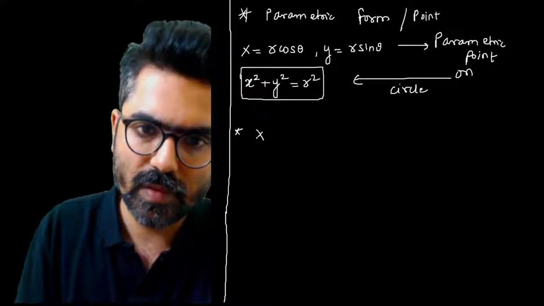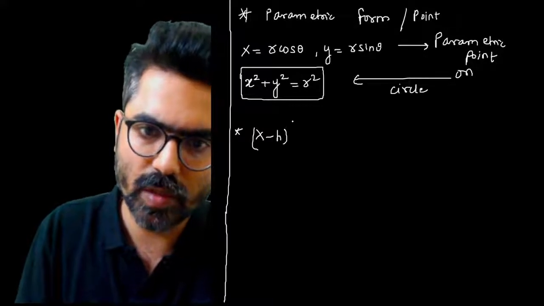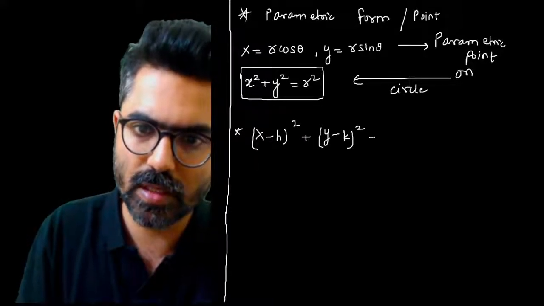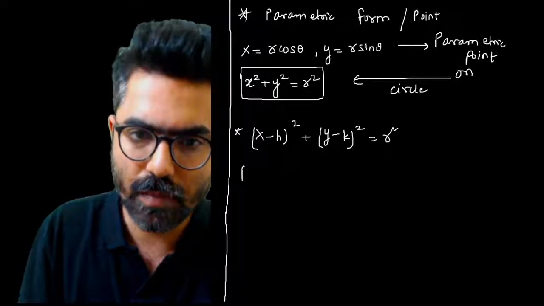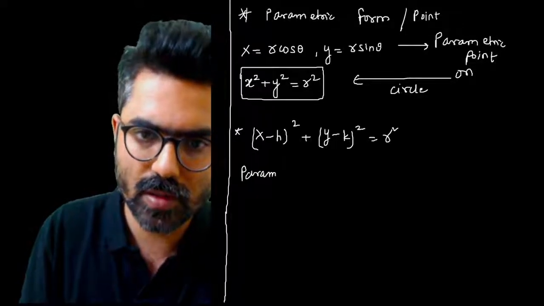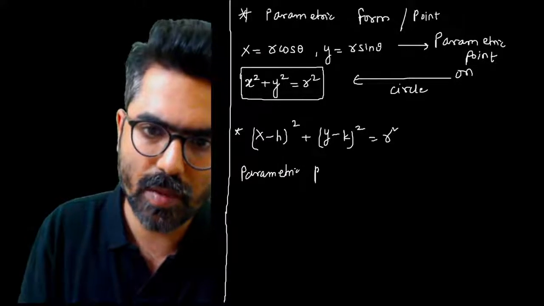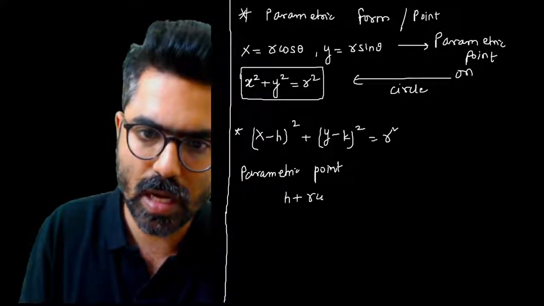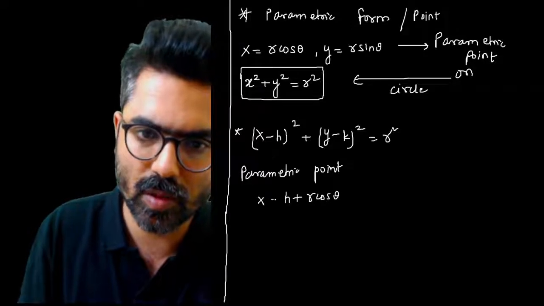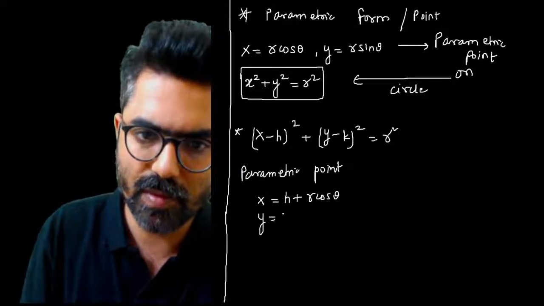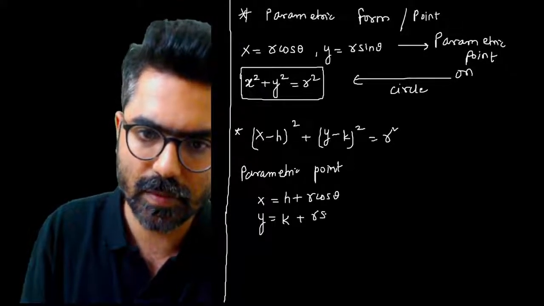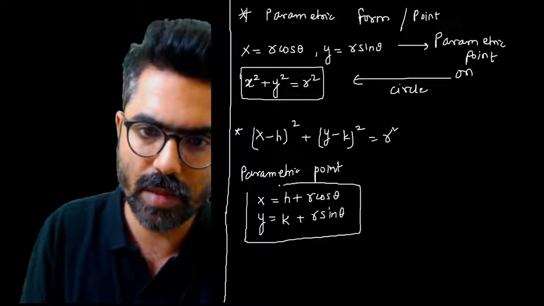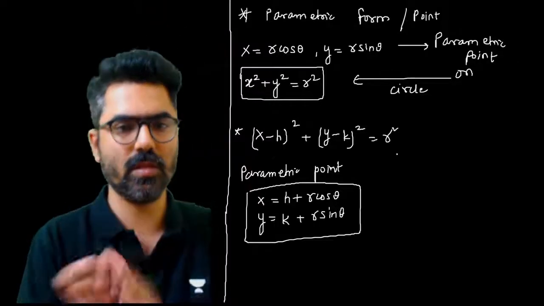Similarly, if there is a circle (x minus h) square plus (y minus k) square is equal to r square, then the parametric point for this will be h plus r cos theta. This is the x coordinate, and the y coordinate will be k plus r sin theta. This is a parametric point on the general circle.